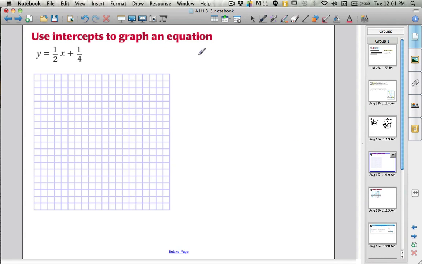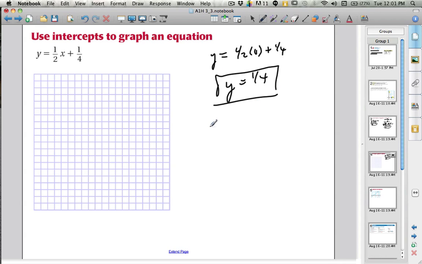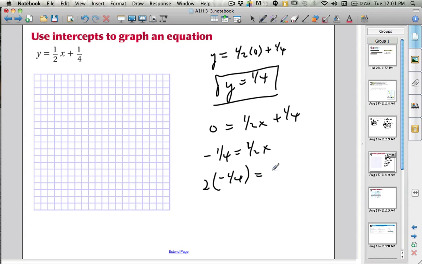Okay, if we wanted to use those intercepts to graph an equation, let's do this one more time. y is equal to 1/2 times 0 plus 1/4. So y will be equal to 1/4. And then if I find my x-intercept, 0 is equal to 1/2 times x plus 1/4. I'll subtract 1/4 from either side. And then multiply by the reciprocal of 1/2, which is 2. And 2 times negative 1/4 is negative 1/2.